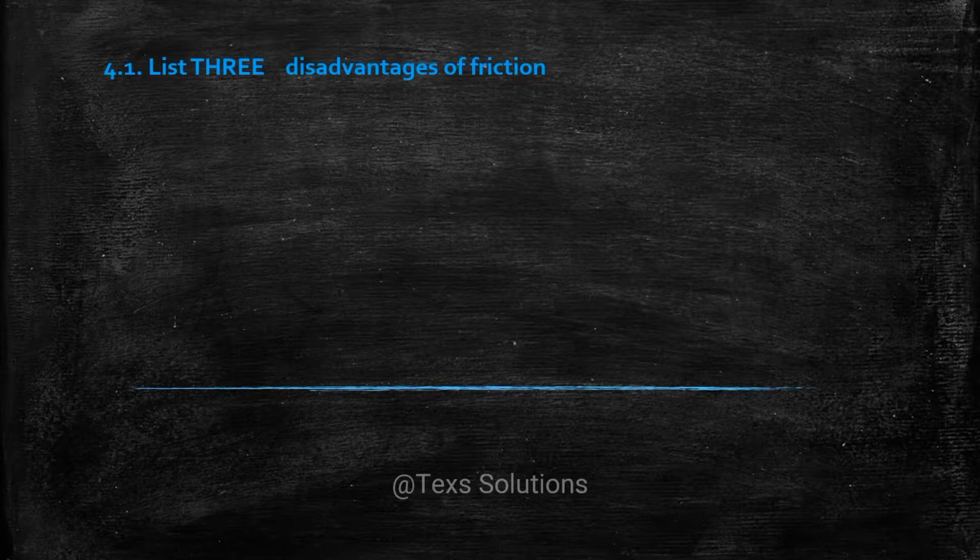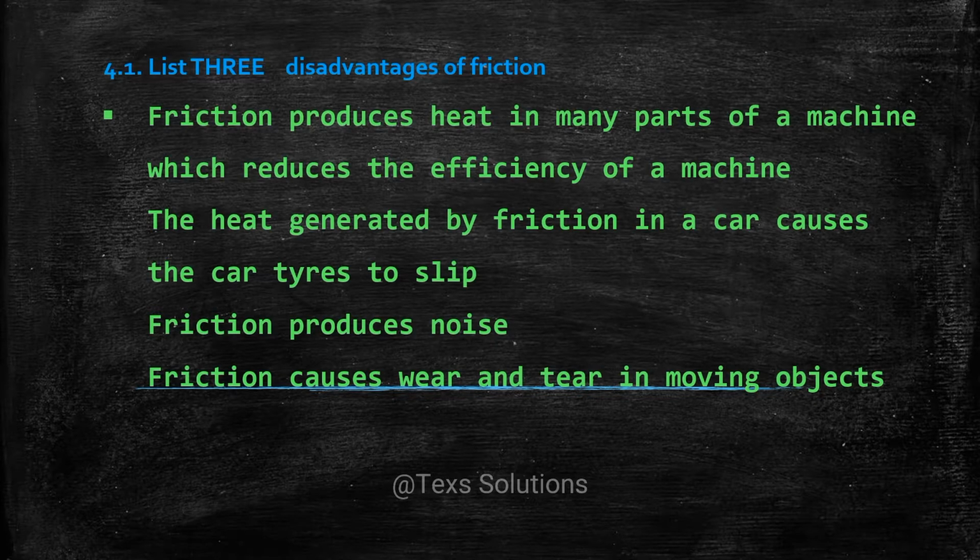So 4.1 says list 3 disadvantages of friction. Firstly, friction produces heat in many parts of a machine, and this is a disadvantage because it reduces the efficiency of a machine. Point number 2, the heat generated by friction in a car can cause the tires of a car to slip. The next point is that friction produces a lot of noise, and lastly, friction causes wear and tear in moving objects.